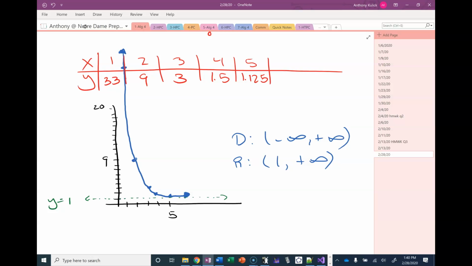What do you guys feel about graphing these guys? Hopefully that's not so bad, right? We're going to stop here because I don't want to bite off too much.